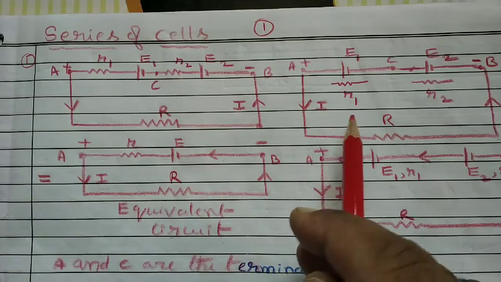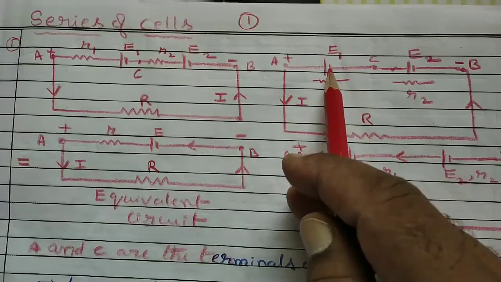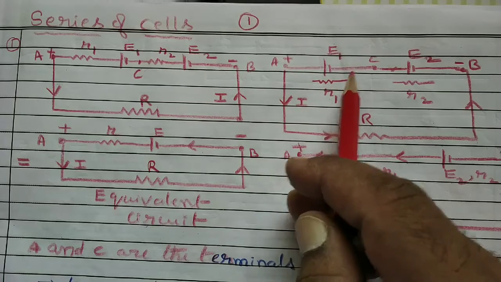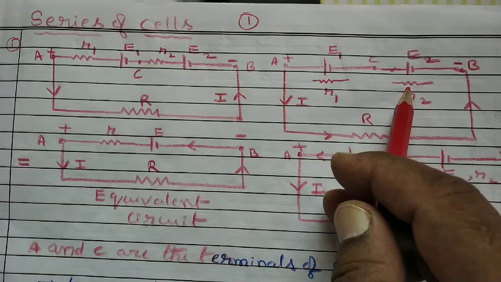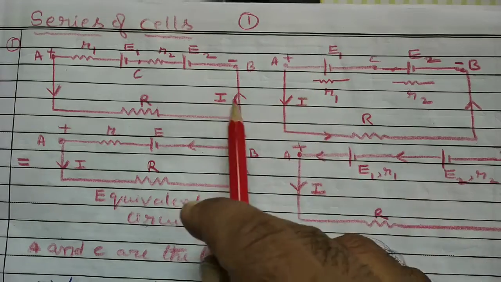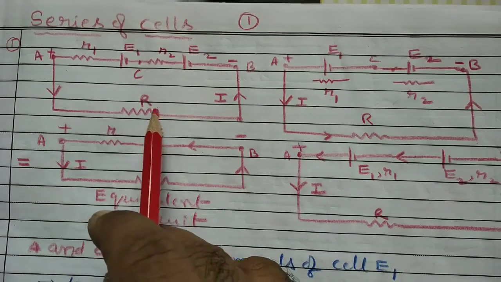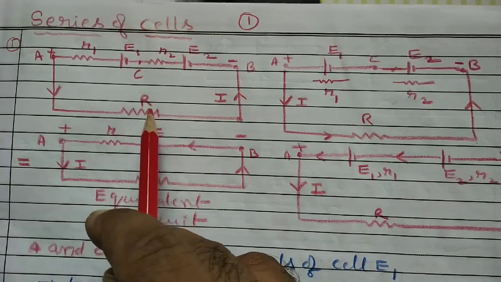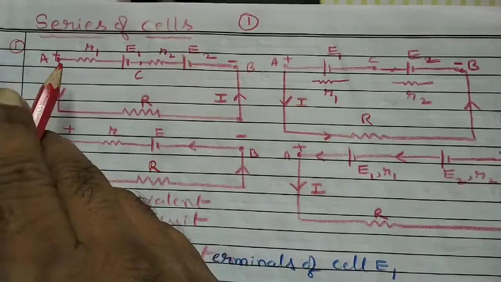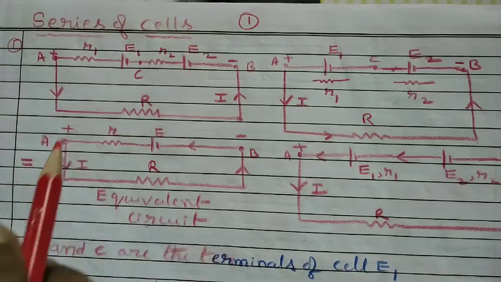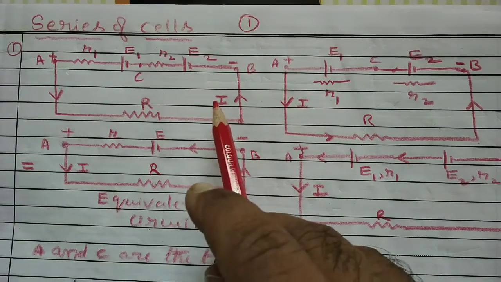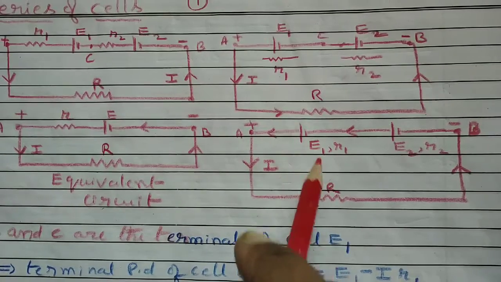This we can show in this way also. How? Cell E1 we are showing, below we are writing internal resistance R1. Cell E2 we are showing, below we are writing internal resistance R2, instead of showing in series. So like that also you can show. And big R is the external resistance, externally connected resistance. Now current in the circuit is say I, circulating like this. A is called battery positive, and B is called battery negative. So in three ways you can show.